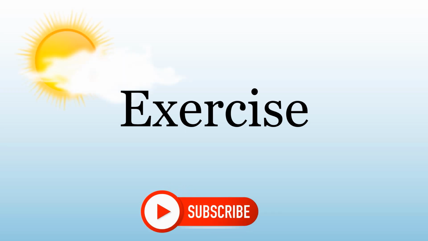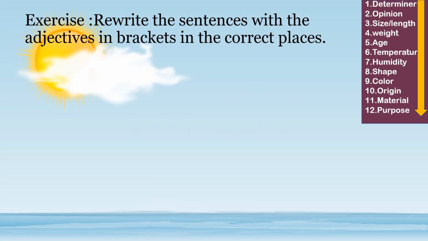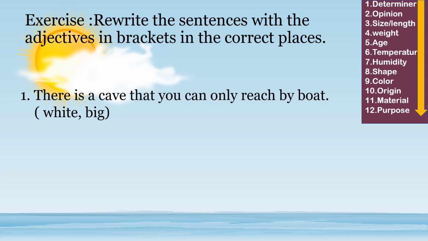Now let's do some exercise to test your understanding. Okay, now let's try exercise number 1. Rewrite the sentences with the adjectives in brackets in the correct places. Okay, this is sentence number 1. There is a cave that you can only reach by boat. So the adjectives in brackets are white and big. So you number these two adjectives based on the order of adjectives.